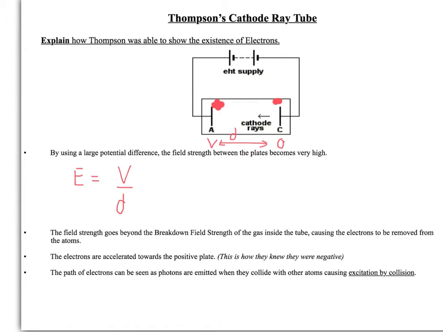But to summarise that, what we're looking for is you've reached the breakdown field strength of the atoms involved, which causes, well, they call them cathode rays, but electrons to be emitted. These collide with other atoms, causing them to be excited. When they de-excite, they emit photons, which you can see. Okay, so that's Thomson. Let's move on to the next development in this experiment.